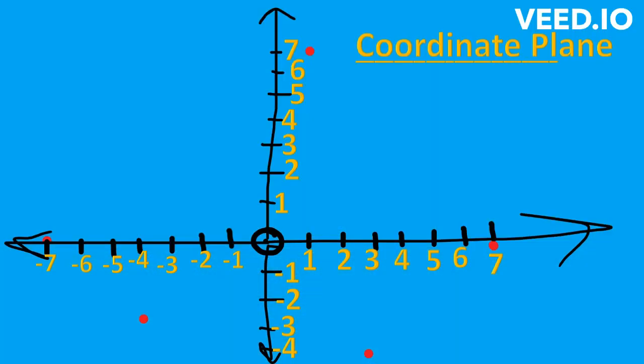So this is called a coordinate plane where we have the x-axis and y-axis. The x-axis is the horizontal line, the y-axis is the vertical line. They both meet or intersect at a 90-degree angle, which means they are perpendicular to each other.